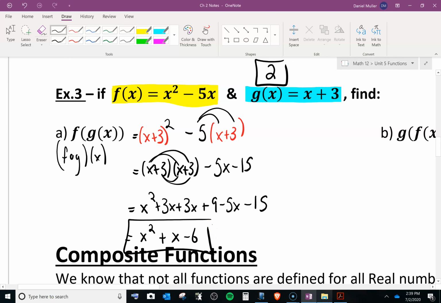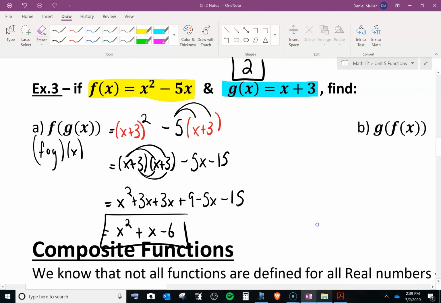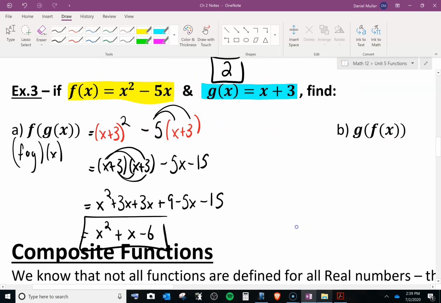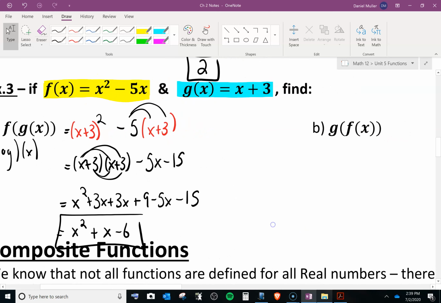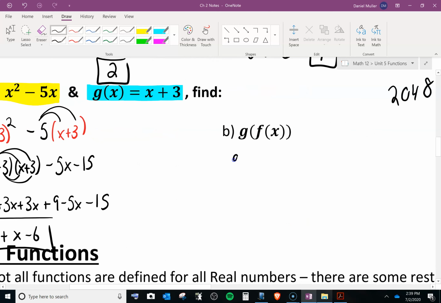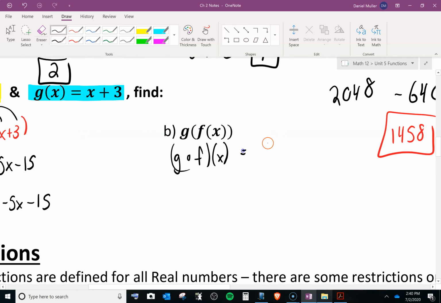This is our composite function of taking g and inputting it into f. But we can work backwards. We can take g and input f. This is otherwise known as g of f of x. So g is going to be x plus 3, and we need to input f.